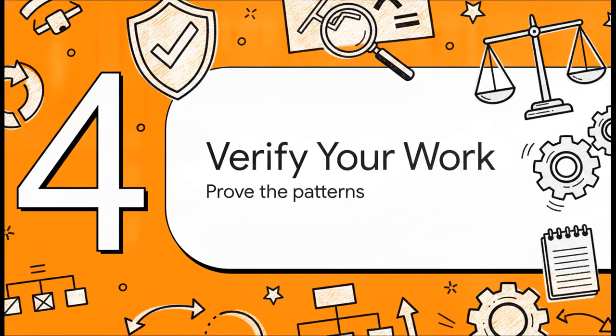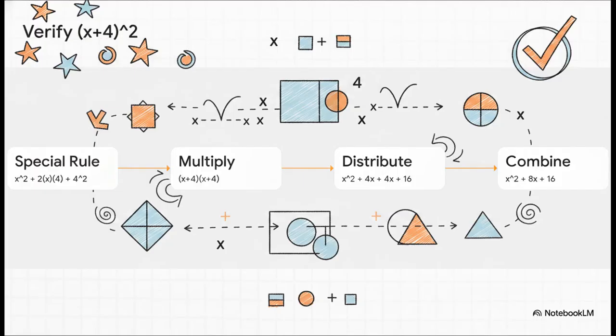All right, part 4, verify your work. Now, shortcuts are fantastic, but when you're first using these patterns, it's incredibly helpful to verify them so you know you're on solid ground. Let's take (x plus 4) squared. Using our special product rule, we know it's the first term squared plus 2 times both terms plus the last term squared. That gives us x squared plus 8x plus 16.